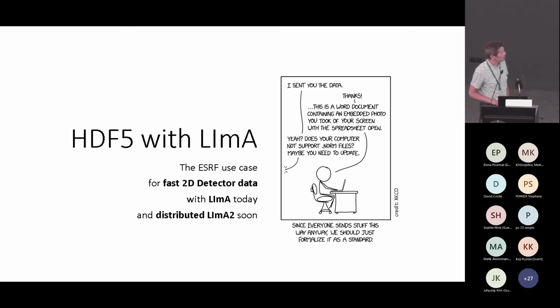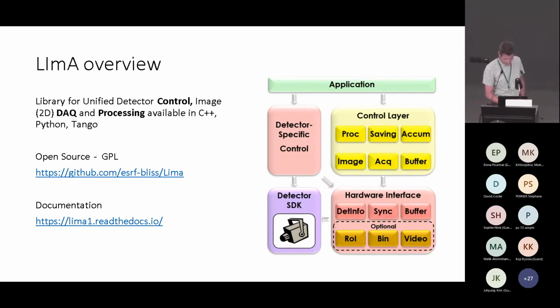So the outline of this talk will be basically a feedback of our use case with 2D detectors data with LImA today, and what we plan to do with the next version, which we call distributed LImA2 soon. So first I will give you an overview about LImA.